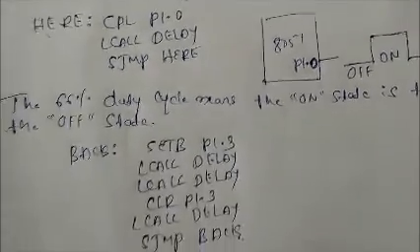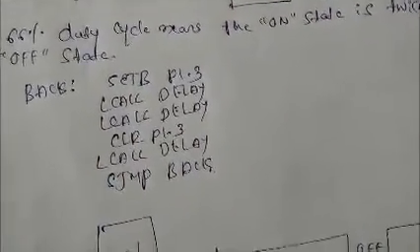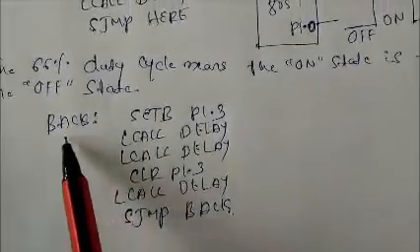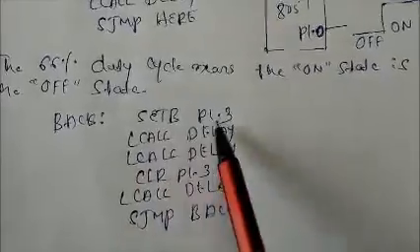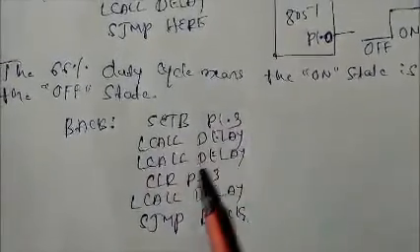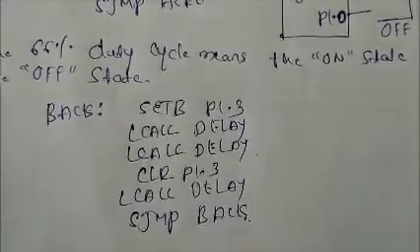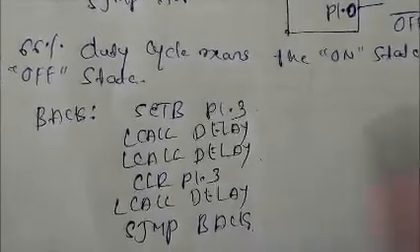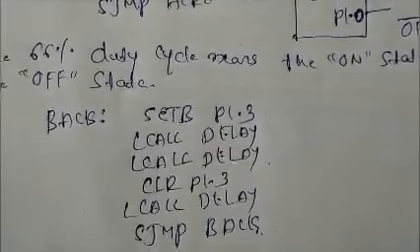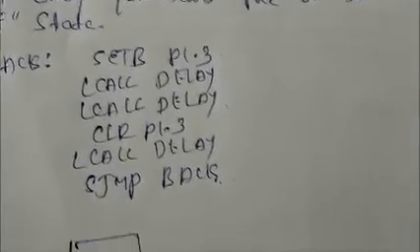Same thing, second case, what will happen? 66% duty cycle means I need to make the on state double of the off state. So how to make it here? The program is the same. Back, colon, this is the label, colon, SETB P1.3, because in the second case they have given port 1 for the third pin, that's why P1.3. LCALL delay, again LCALL delay. That means the on state is twice the off state, so I need to call the LCALL delay 2 times. If you make the call 2 times here, it will increase the width of the on state by twice.